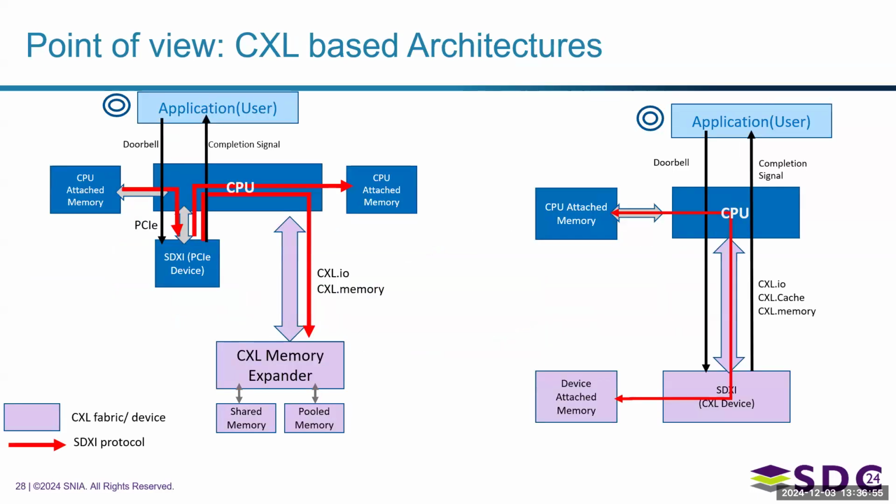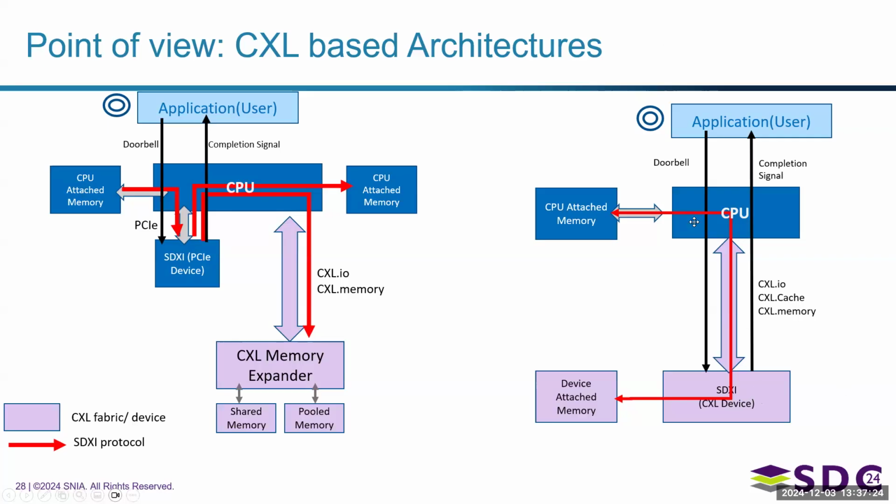This is the CXL view that I have talked about previously, which is, you could have an SDXI device as a PCI function. It could simply use a CXL memory expander as a target for memory. So you could be using it just to move data between CPU attached memory and CXL attached memory, if I could call that.